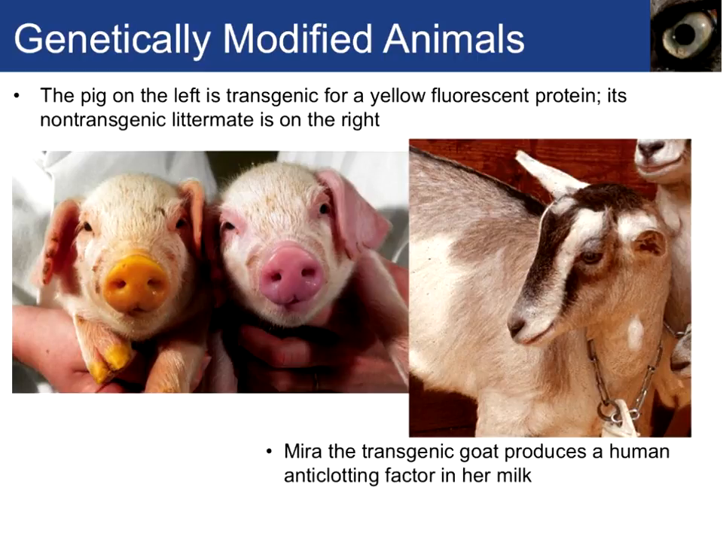These pictures show some examples of genetically modified animals that are used in research and medicine. The picture on the left is a transgenic animal that had the yellow fluorescent protein spliced in, and it shows on the right the non-transgenic littermate. Mira, the transgenic goat, produces a human anti-clotting factor in her milk, and this is used for the treatment of hemophilia, which is the blood clotting disorder.